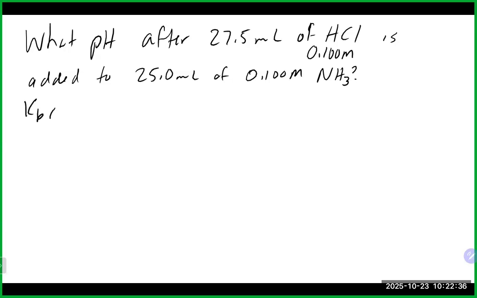We'll go with the Kb of NH3 is 1.8 times 10 to the minus 5. Seems like a good number. All right, give it a go. I will as well, since I just made it up. We'll see.